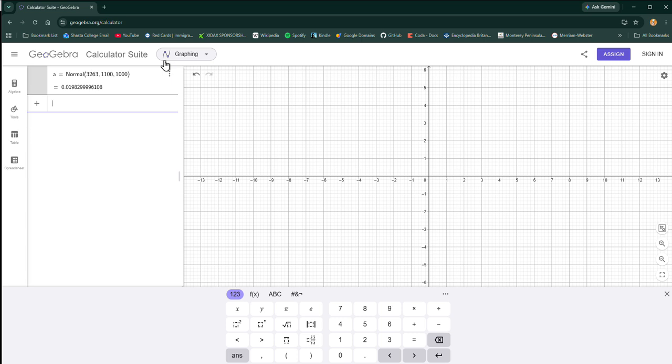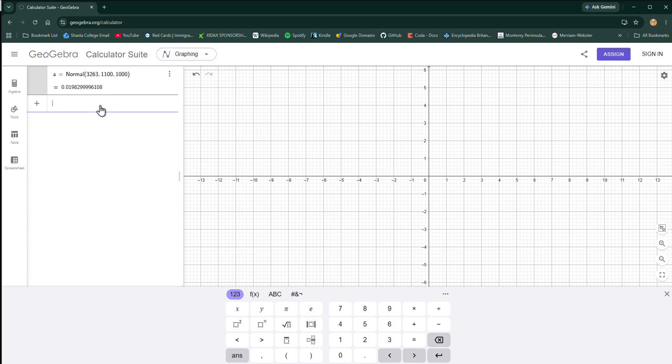Because in the picture, 5,000 is between 1 and 2, so right here. And greater than is to the right, so I'm going to have to use the complement trick. I'm going to do 1 minus the area the calculator spits out. So 1 minus my normal function call: 3262, 1100, 5000.